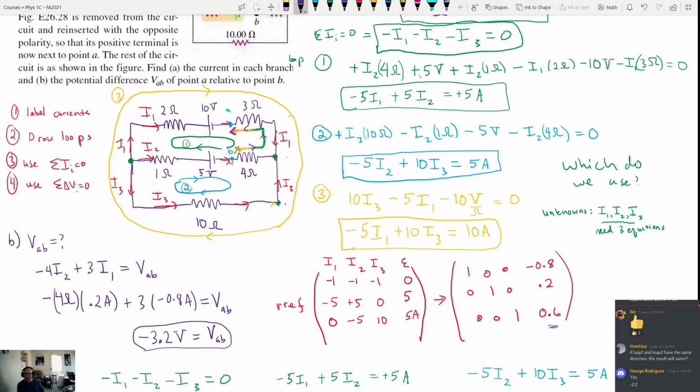The other method would be to go this way. Do you all want me to do the other method? I'll leave that for you to do yourself. Start from point B, you'd write 5 volts plus 1 I2. I2 is 0.2, so 5.2. And then minus 2 I1. So 5.2 minus 2 times negative 0.8. So you're really adding 1.6. So 5.2 plus 1.6 is 6.8 minus 10. You get exactly the same answer. You get negative 3.2 volts. So whether you go from B to A to the left or B to A to the right, you will get the same answer.